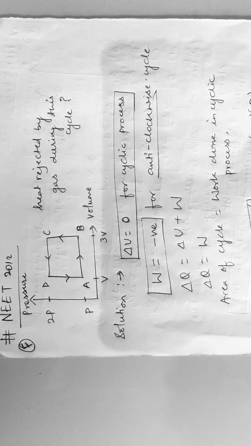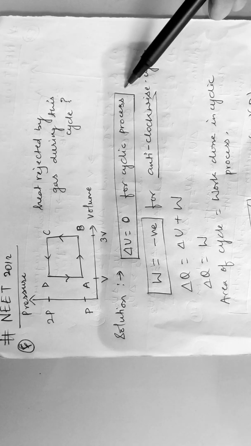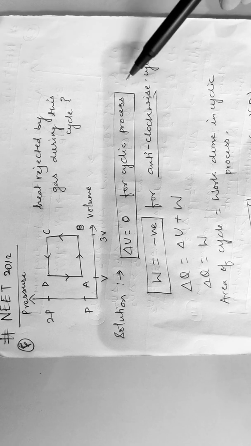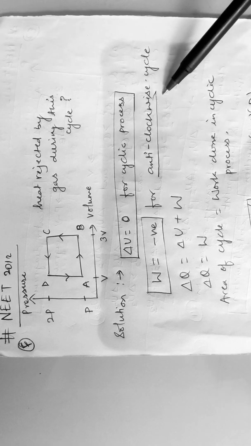Next question. Now this is once again an indicator diagram. It's a cyclic process, an anti-clockwise cycle. Work done will be negative. The question is the heat rejected by the gas during this cycle. So dear student, first of all, delta U is equal to 0 for a cyclic process. Delta U is equal to 0 for a cyclic process, very important. Now W is negative for an anti-clockwise cycle.